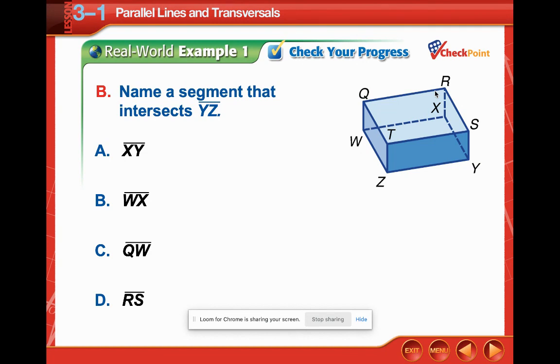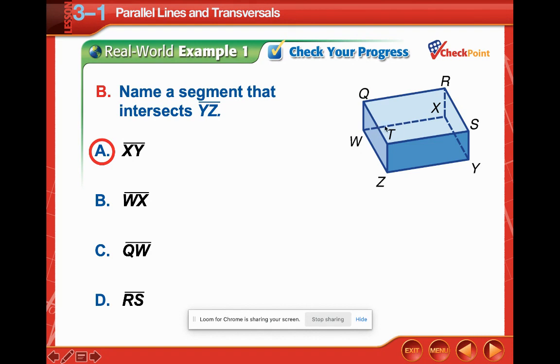All right, hopefully you were able to solve this one on your own. Name a segment that intersects with segment YZ. So here is YZ. There's a few segments that intersect. You could say WZ. You could say XY. All right, and luckily XY is our first option, so I think we're pretty safe saying XY.